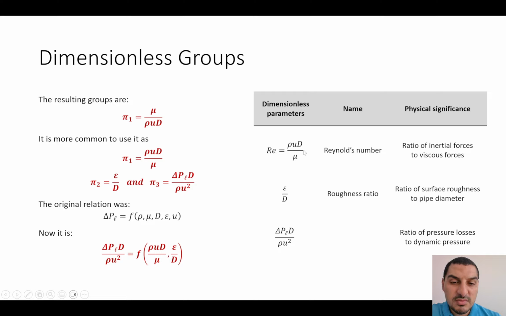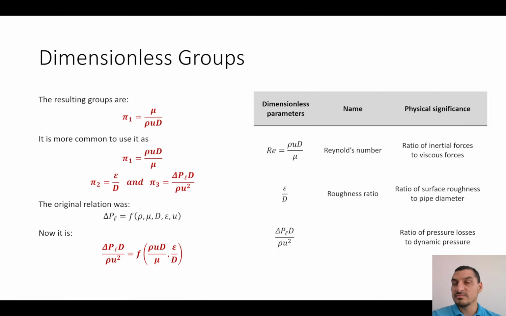If you look at the numerator, you have the density, which is the mass per unit volume, a specific mass, multiplied by the velocity, multiplied by the diameter, which is a representation of the size of the system. So as the numerator gets high, it means high mass, high velocity, and high diameter, so there is a lot of inertia. This numerator represents the inertial forces, and the denominator represents the viscosity, which is the viscous forces.